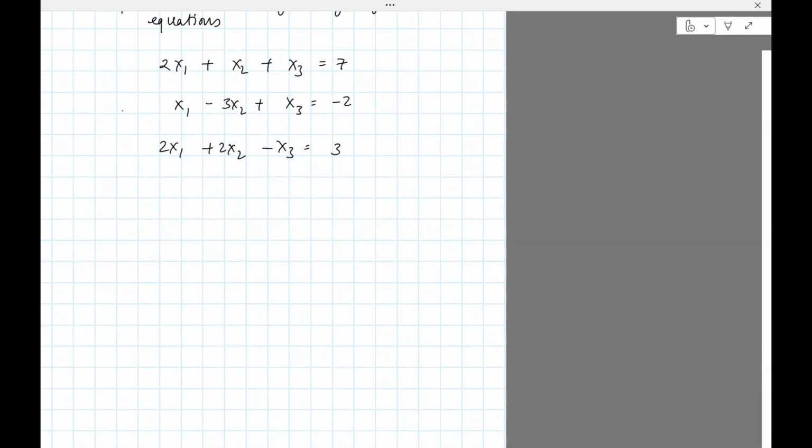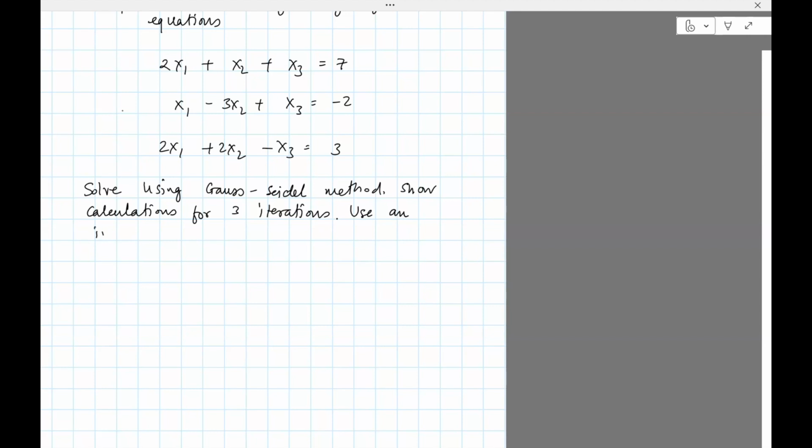Okay, so the problem is solve using Gauss-Seidel method. Show calculations for just 3 iterations. It takes more than 3 iterations to solve this one. And use an initial guess of 0, 0, 0.